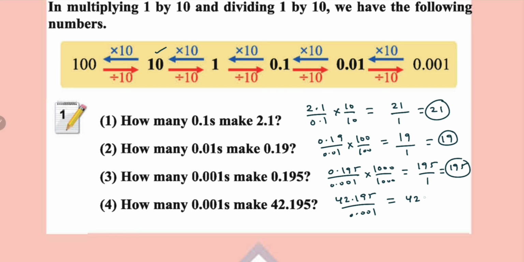So this is 42.195. We need not multiply every time. Once we know what happens when a number 2.1 is divided by a number 0.1, this becomes 10. By 0.01 it becomes 100, by 0.001 it becomes 1000. So here the case is 0.001, that becomes 1000. So the decimal point shifts by 3 digits towards the right. So this is the answer.